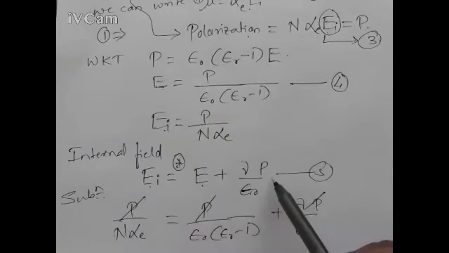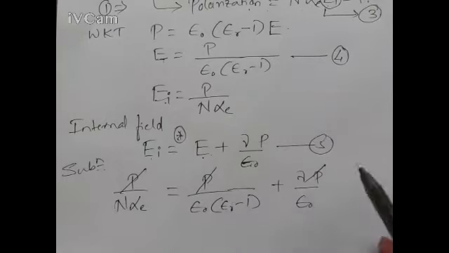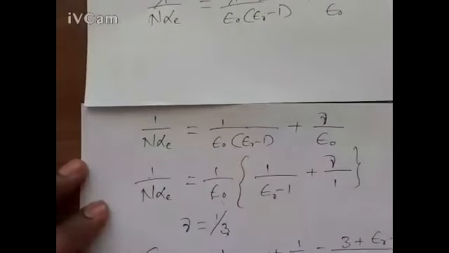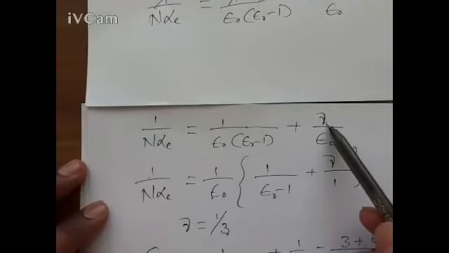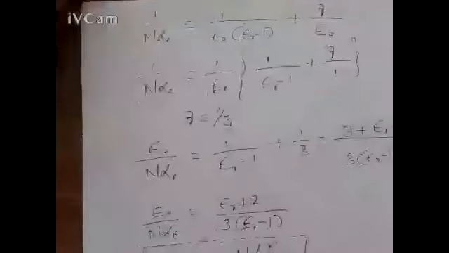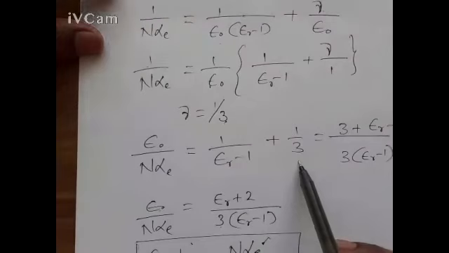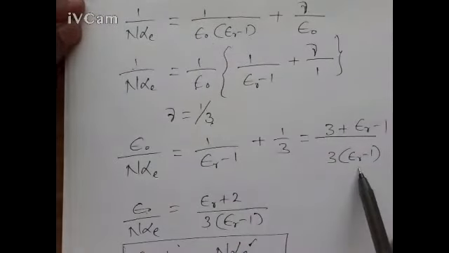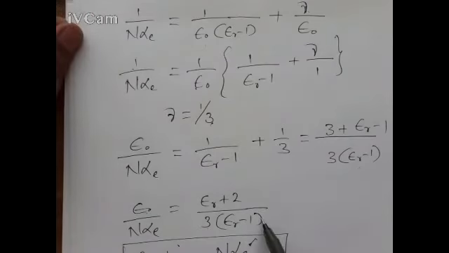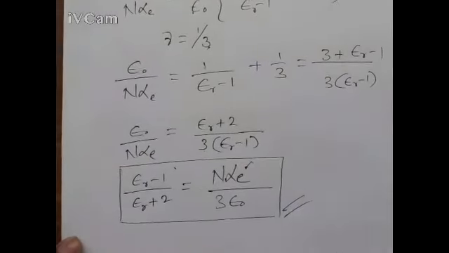In this equation, we are going to substitute the value of EI and the value of E. All the P's will get cancelled, and I remain with this equation. Here the value of gamma we substitute as 1 by 3, and take epsilon naught out. I'll get this equation. Take the LCM and calculate this value. It's simple mathematics. When I do that, I'll get this much. Rearranging the terms, I'll get the final Clausius-Mossotti equation. This is the Clausius-Mossotti equation. Any doubt?